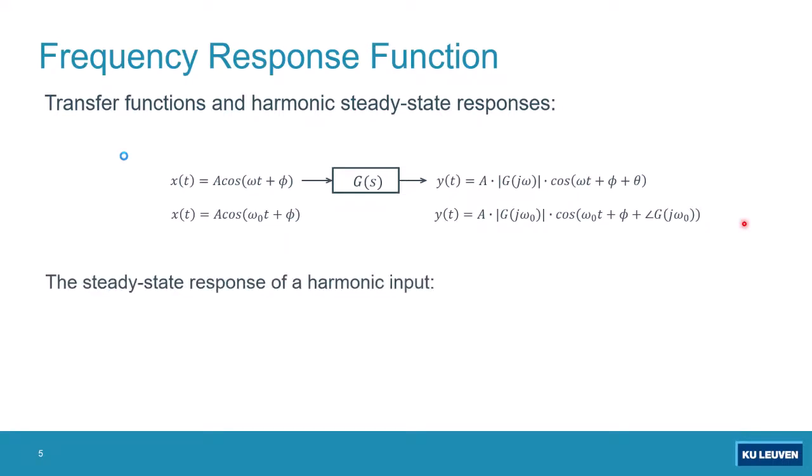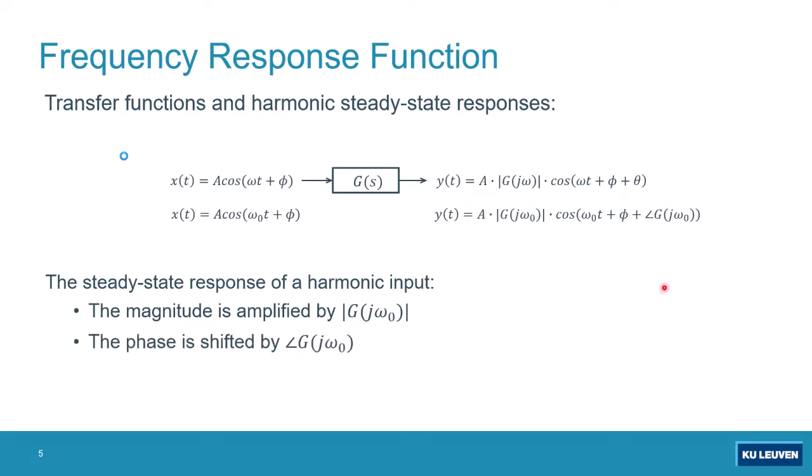Okay, so in short then, we are only talking about a steady state response here. The steady state response of a harmonic input to a particular system with a particular transfer function, the magnitude will be amplified by the magnitude of G j omega at the corresponding frequency, and the response will be shifted by this following angle.